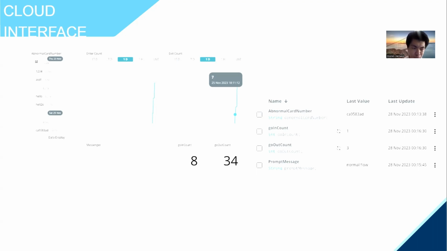As you may notice, there is also a messenger that will raise a prompt message. If the number of people going in is significantly larger than the number going out, or the opposite, it will raise a warning in the messenger. So this is all for the cloud interface, and next we will demonstrate it.